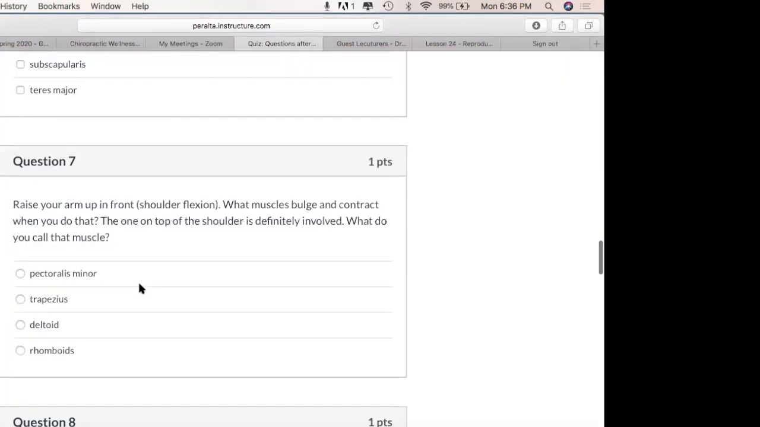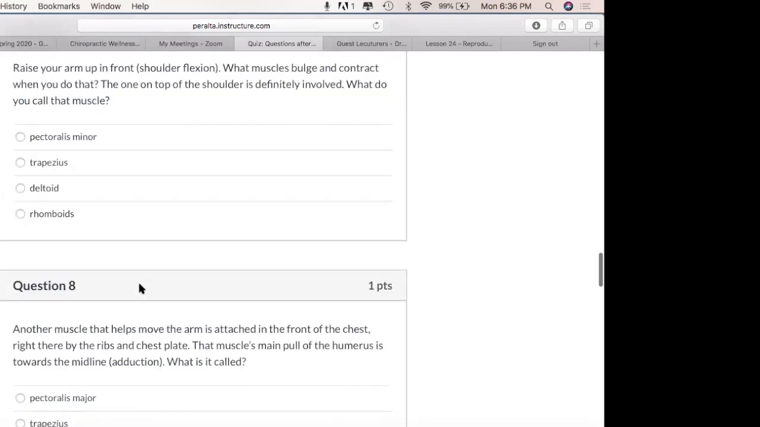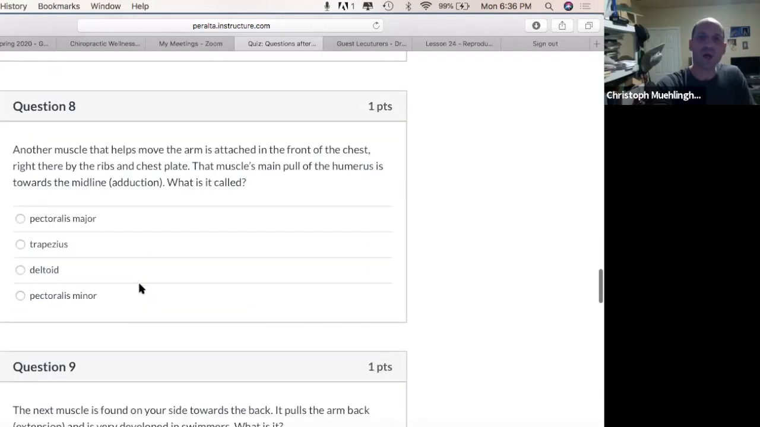But it does also do shoulder flexion. Then another muscle that helps move the arm is attached in the front of the chest, right there by the ribs and the chest plates. That muscle's main pull of the humerus is towards the midline, which is adduction. What's that muscle called?